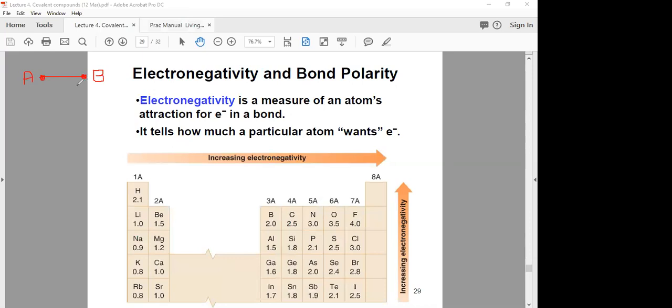Okay, so the way that I've drawn these electrons, you can probably imagine that they're being equally shared between atom A and atom B. But what if I was to draw that a little bit differently? What if I drew it like this?